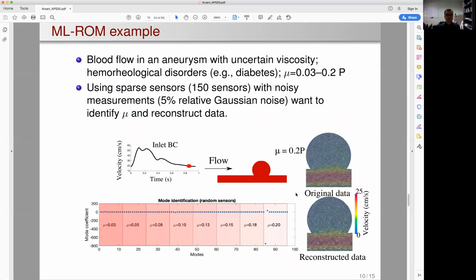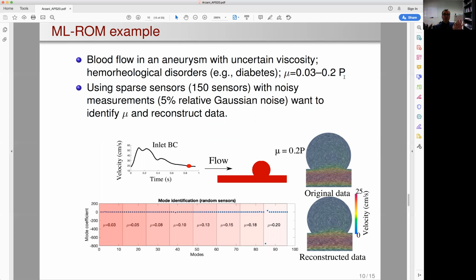Okay, now let's look at an example. The example here is a blood flow in an aneurysm. We have a 2D aneurysm in this example. It's an idealized model. And let's say we don't know the viscosity. So this could be practically a hemorrhagical disorder. For example, we know in diabetes patients, we do have significant variation in viscosity. So what we do in this problem is that we take a range for viscosity, and we don't exactly know where the viscosity is located at.